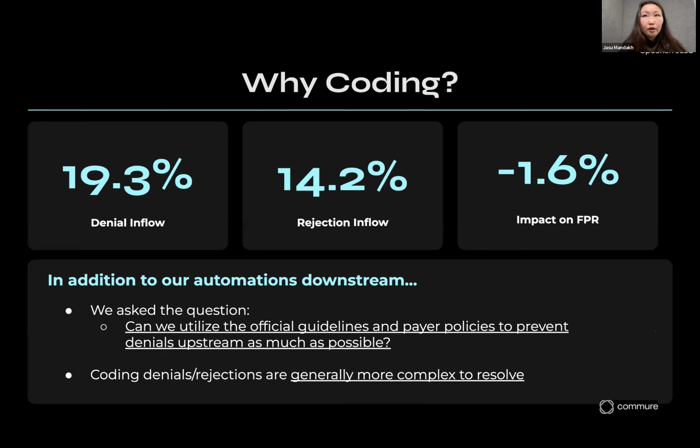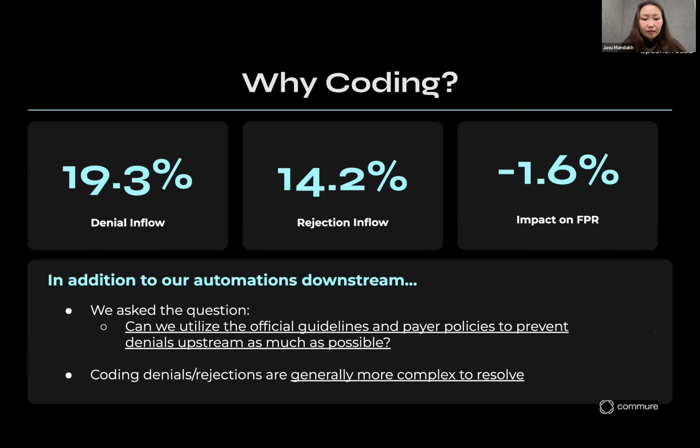There are tons of payer policies available from CMS, different payers, and AMA as well. These get updated on an annual basis, sometimes on a quarterly basis. Keeping up with those is one challenging thing, but also, working coding denials and rejections in general is a complex process that requires a coder, or someone who is experienced with medical coding, to look at them and then fix them.